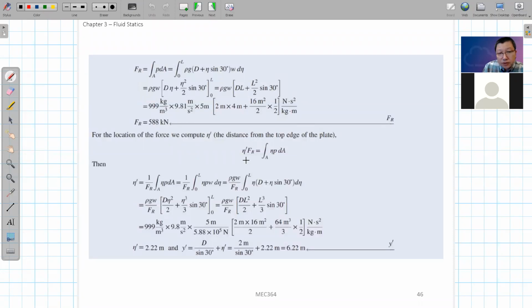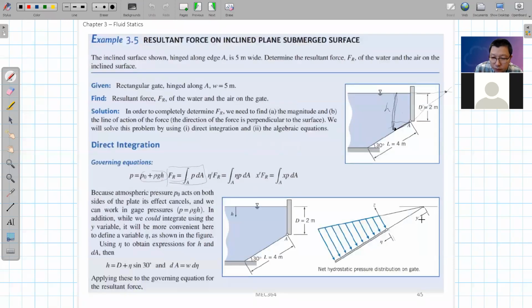And now we want to find the point of application of this force, right? We need to find either x prime and y prime. I'll start by calculating y prime, and because we defined a new coordinate eta, we try to find the eta prime on this eta coordinate. The difference is only a fixed length here.